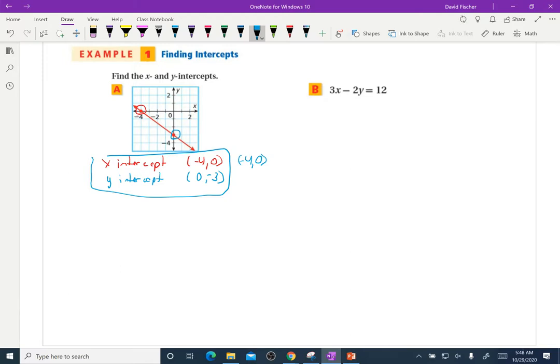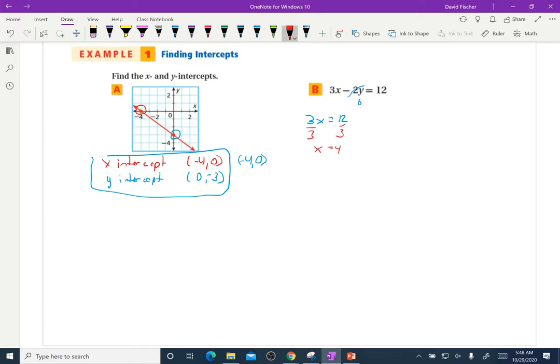So, for example, if I want to find the x-intercept, I'm going to put a 0 in for my y here. If I put a 0 in for my y, doesn't my y just go away? Because 0 times -2 is 0. So now what I have is 3x equals 12. I can do that math problem probably mentally. I'm just going to divide both sides by 3, and I got x equals 4.